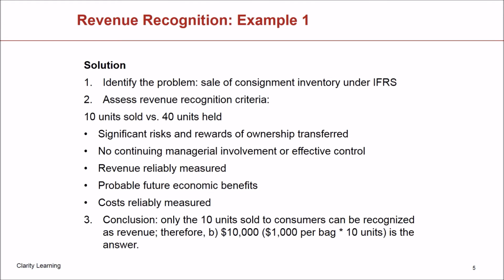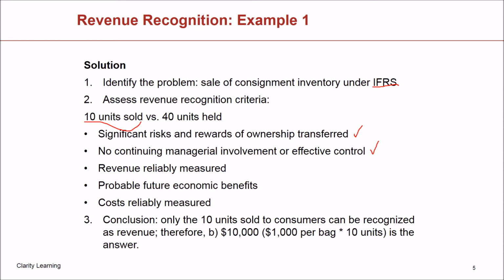So we know that the problem is that there was a consignment sale of inventory, and we know that also the correct standard that we should be applying is IFRS. And we know this because the question specifically stated that Moores is a publicly traded company. Next, we should assess the revenue recognition criteria. So first, let's look at the 10 units sold. And we know that there is significant risks and rewards of ownership transferred because they've been sold to the end consumer, and that Michael Moores no longer has effective control or continuing managerial involvement.